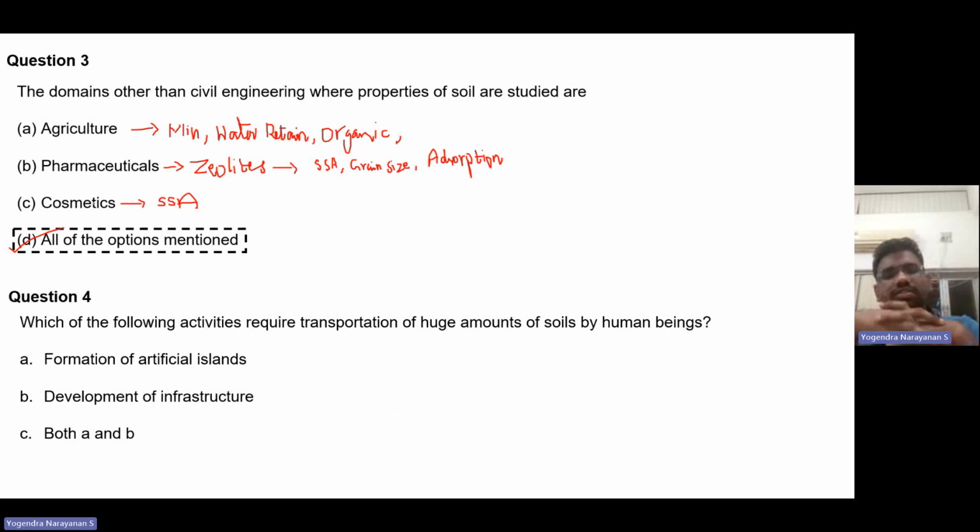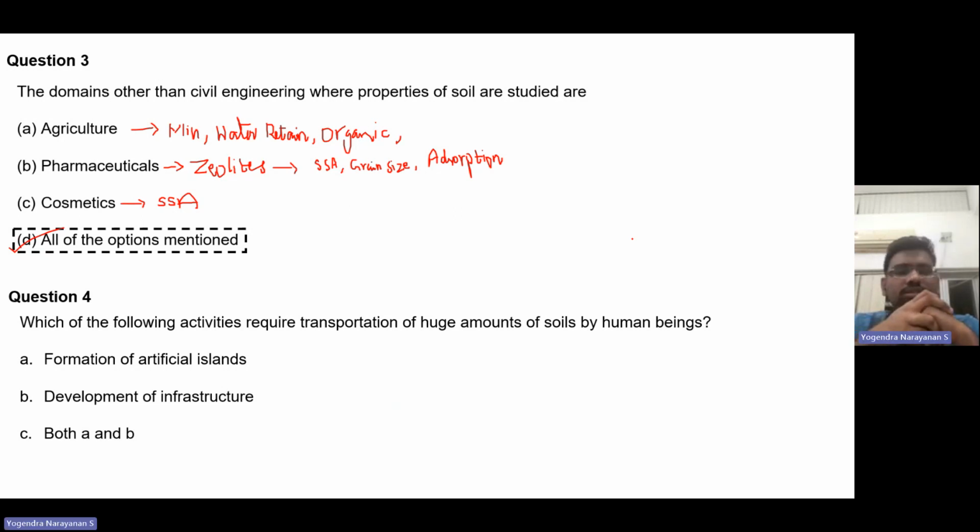Option A, formation of artificial islands. Option B, development of infrastructure, both in. Which of the following, let me repeat the question again. Which of the following activities require transportation of huge amounts of soils by human beings? Option A, formation of artificial islands. Option B, development of infrastructure. Option C, both A and B.